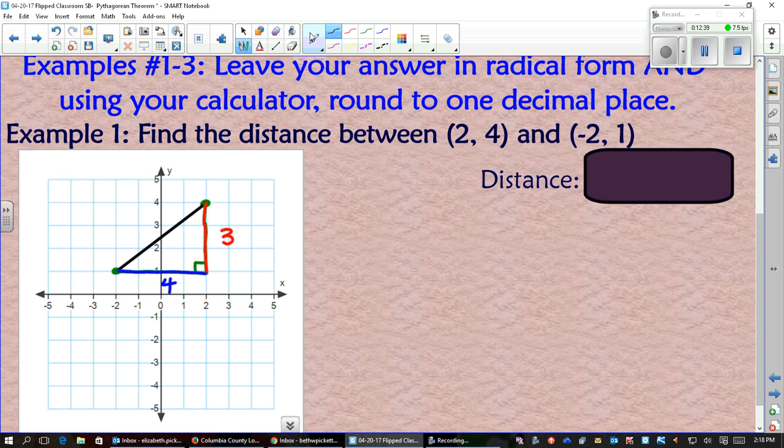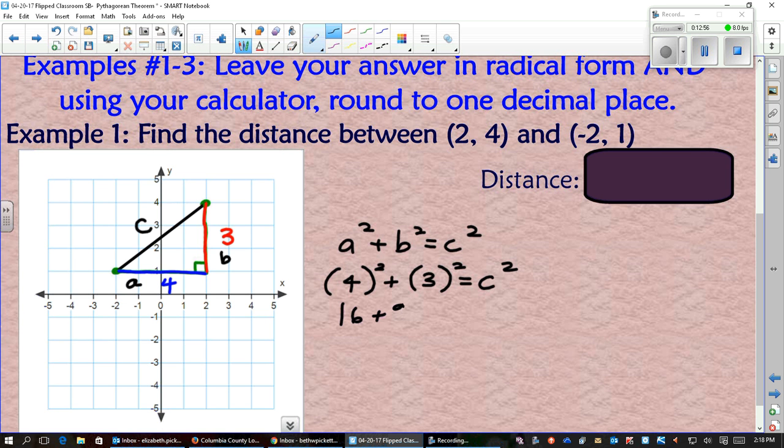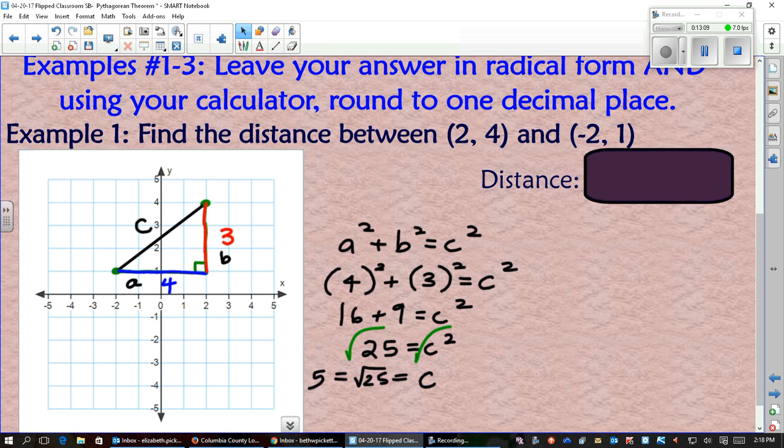So if I let this be C, A, and B, A squared plus B squared equals C squared. 4 squared plus 3 squared equals C squared. 16 plus 9 equals C squared. Same side, add them together. Take the square root of both sides. C equals the square root of 25, which is exactly 5. And you need to ask your teacher about Pythagorean triples, because that 3, 4, 5 is significant.